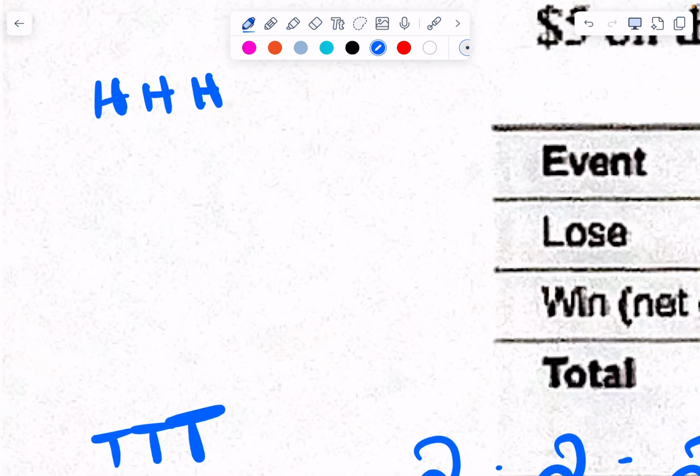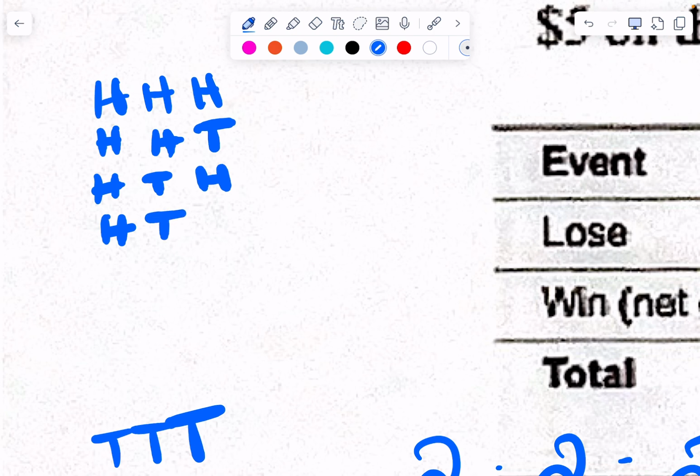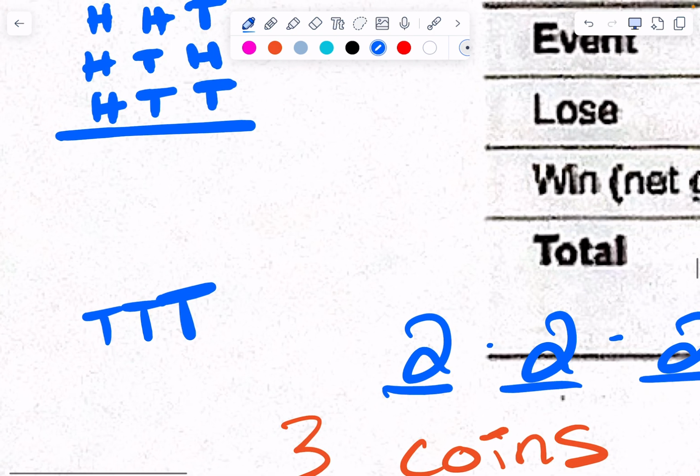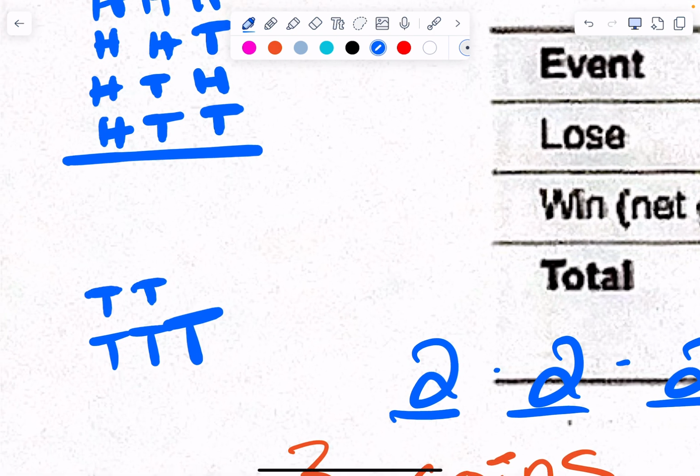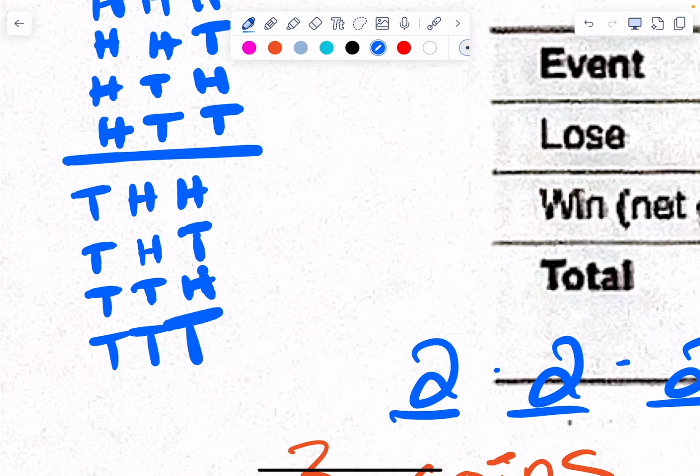Let's list them all. Heads, heads, tails; heads, tails, heads; heads, tails, tails. Those are all the ones that start with heads. Then I've got tails, tails, heads; tails, heads, tails; and tails, heads, heads. There we go. Those are all 8 of them.